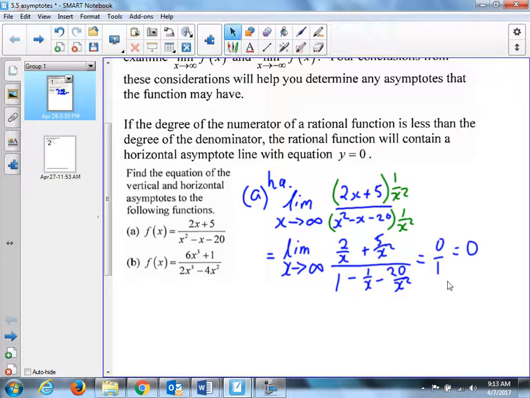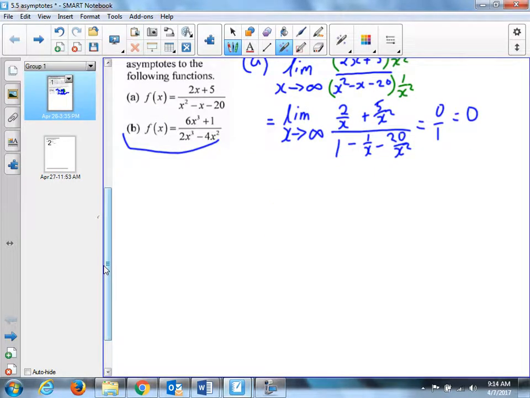Now I asked you, and we don't recall from our limits chapter, what happens when the degrees are the same. So we're going to just try it out, and you'll probably remember it now for the next while.